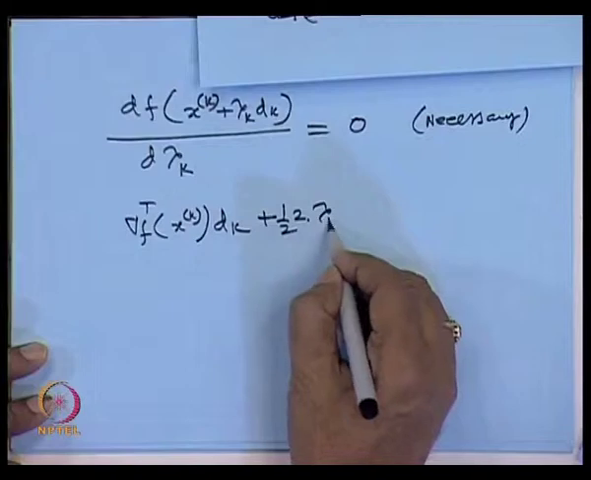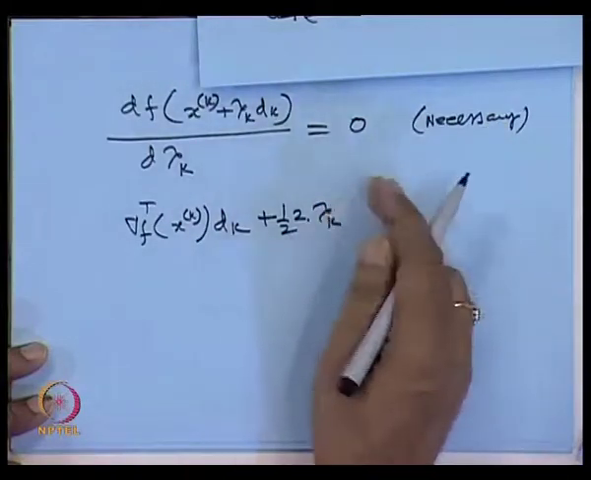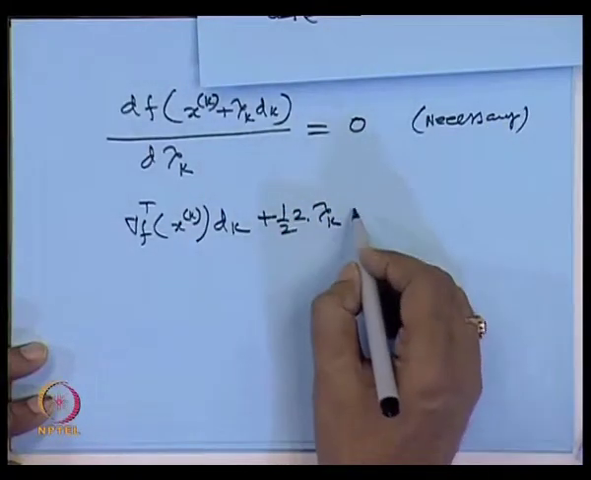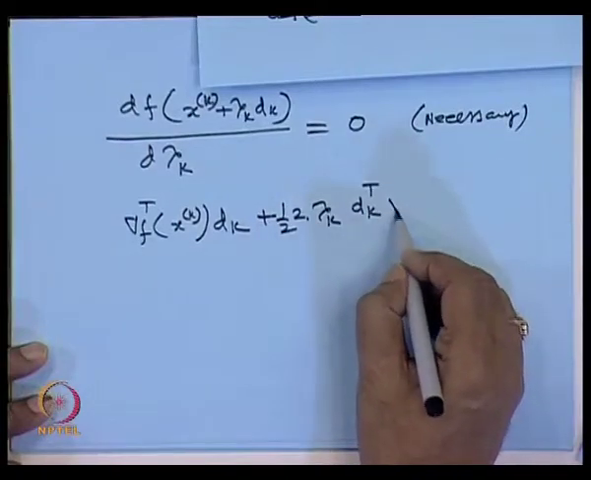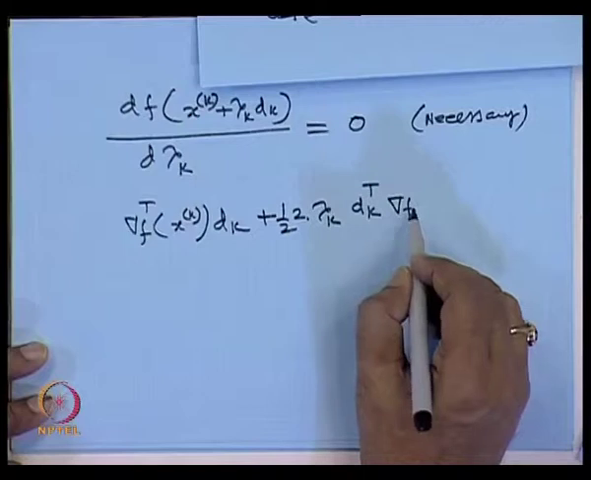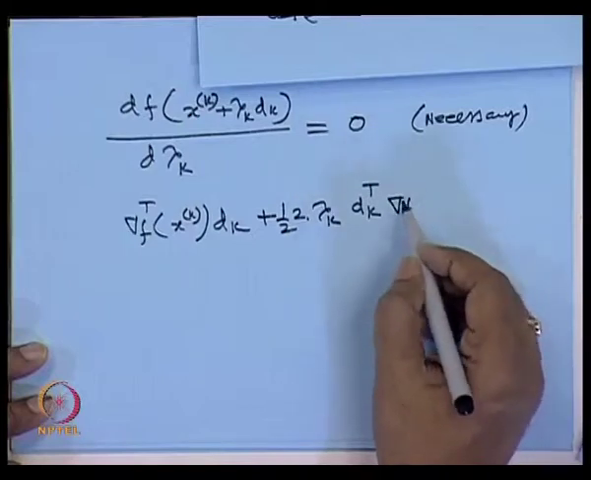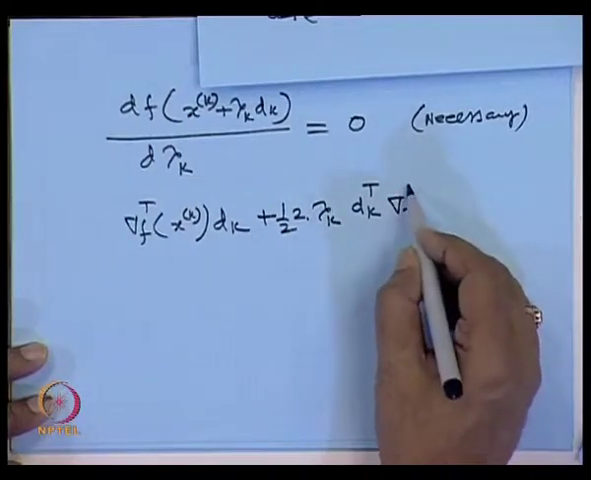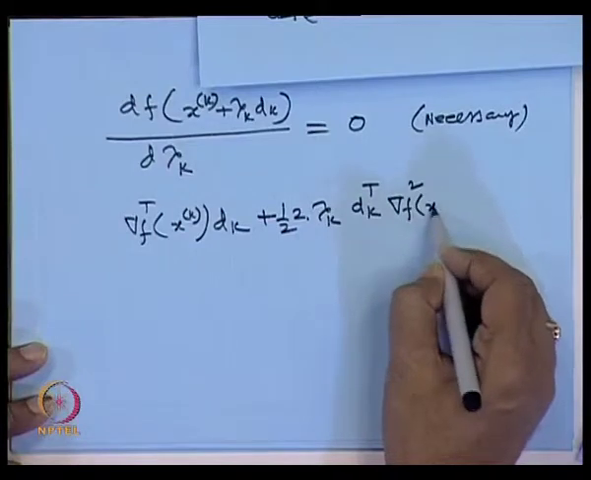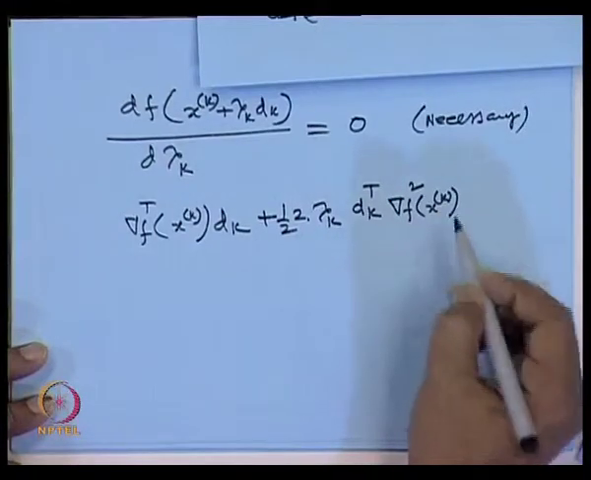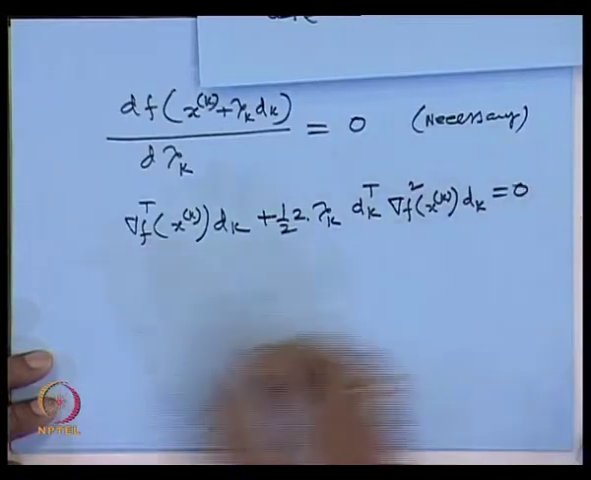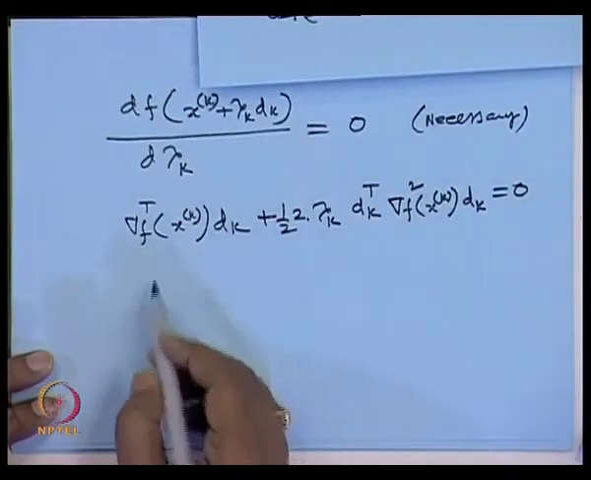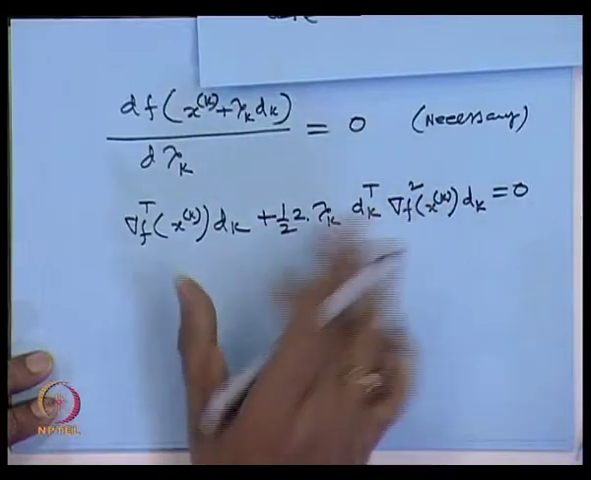So, it is lambda k square, and the 2 comes here, then dk transpose, then the Hessian matrix or the second partial derivative of the function, f superscript k, into dk, is equal to 0. Agree? So, this is our necessary condition.